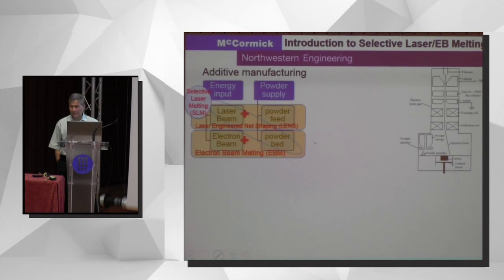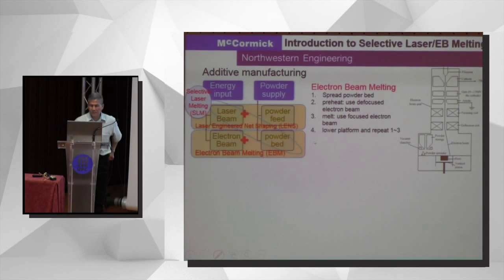And this is a schematic diagram of how this system is built. The E-beam melting starts with you spread the powder bed, you preheat it, and then you use the focused electron beam to melt it, and then you lower the platform.